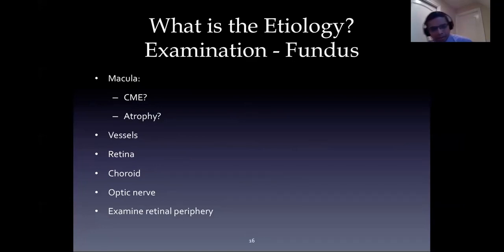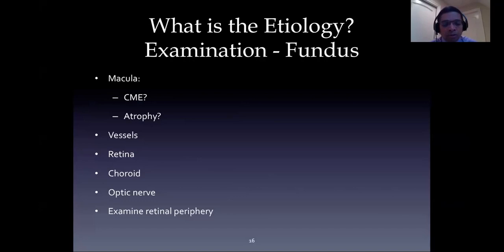Look at the macula for cystoid macular edema or retinal thinning or atrophy. You may use the OCT, of course, to determine how much macular edema there may be. Look at the retinal vessels for sheathing, vascular occlusion. Look at the retina for retinal whitening, retinal edema, retinal inflammation. Look at the choroid for old chorioretinal scars, active chorioretinal scars that may look white or creamy.